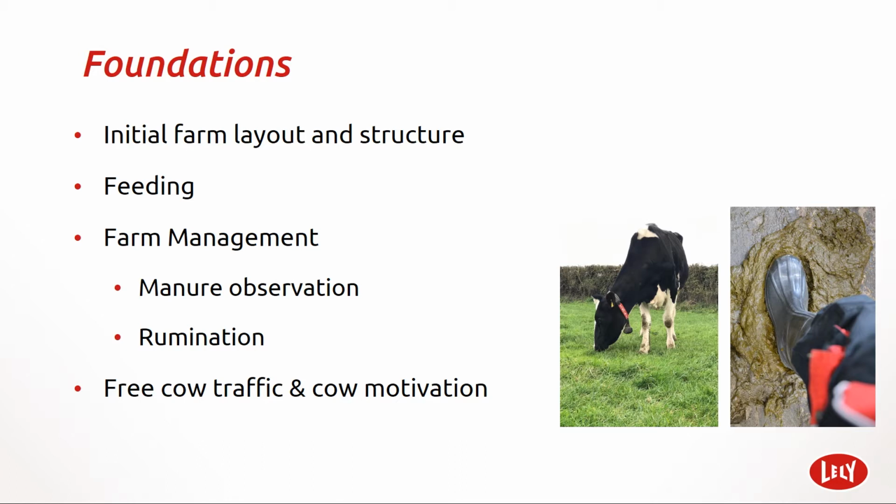The cows wear a rumination tag which shows the farmer the rumination. So low rumination could indicate too little fibre or structure in the ration. On the other end, excessive rumination could indicate that fibre levels are too high. And lastly, we move on to free cow traffic and the cow motivation.